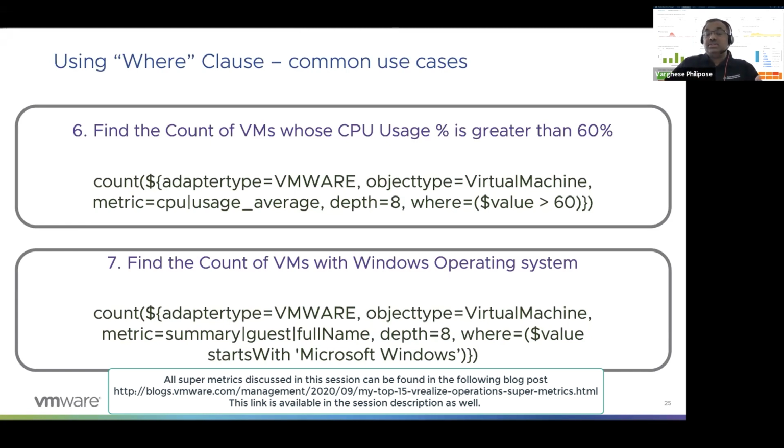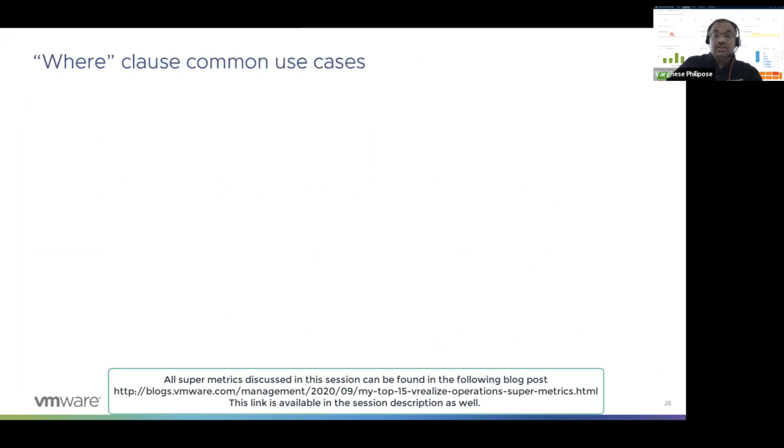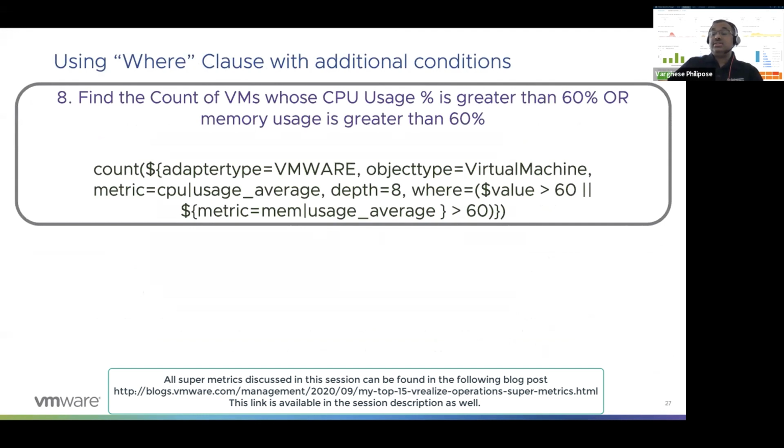Now this is the basic one from the where clause, so I will not go into that, because we are short of time. Now this is a bit more. One more condition I added to that. For example, I want to find the count of VMs where CPU usage is greater than 60 or memory usage is greater than 60. This also comes up very frequently. You can do either and or just or with that.